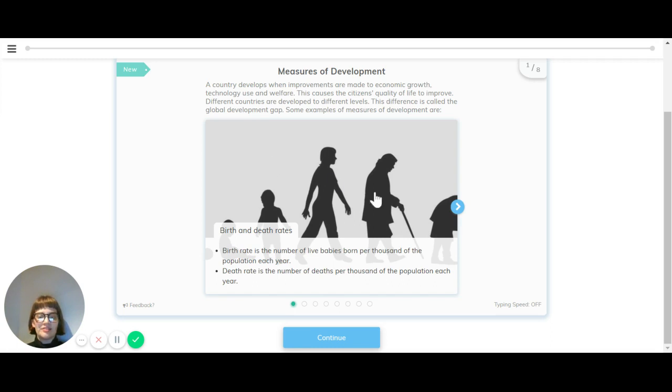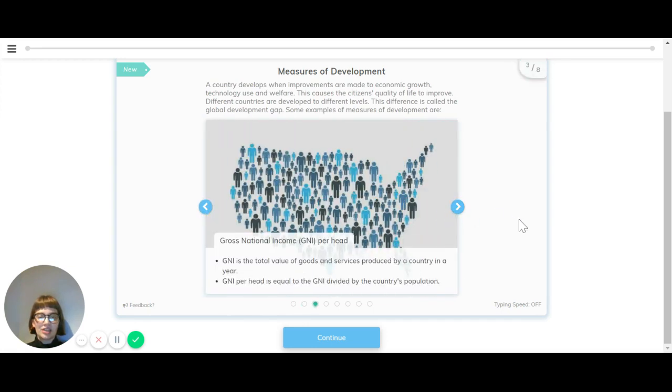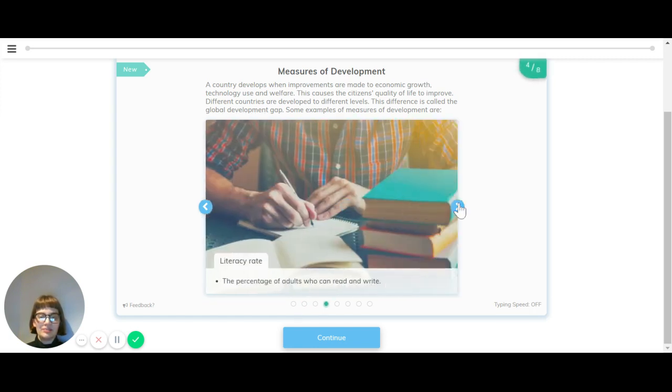Some examples of measures of development are birth and death rates. Birth rate is the number of live babies born per thousand in the population each year. Death rate is the number of deaths per thousand in the population each year. Infant mortality rate is the number of babies who die before the age of 1 per thousand babies born. Gross national income per head, which is the total value of goods and services produced by a country in a year, is equal to the GNI divided by the country's population.